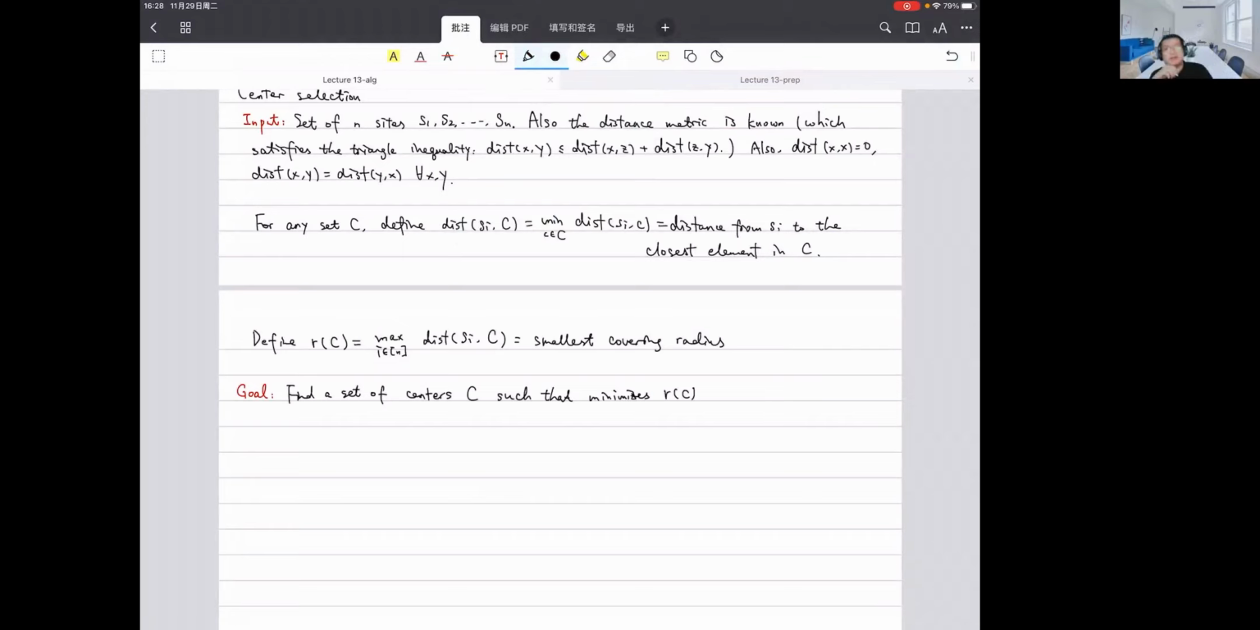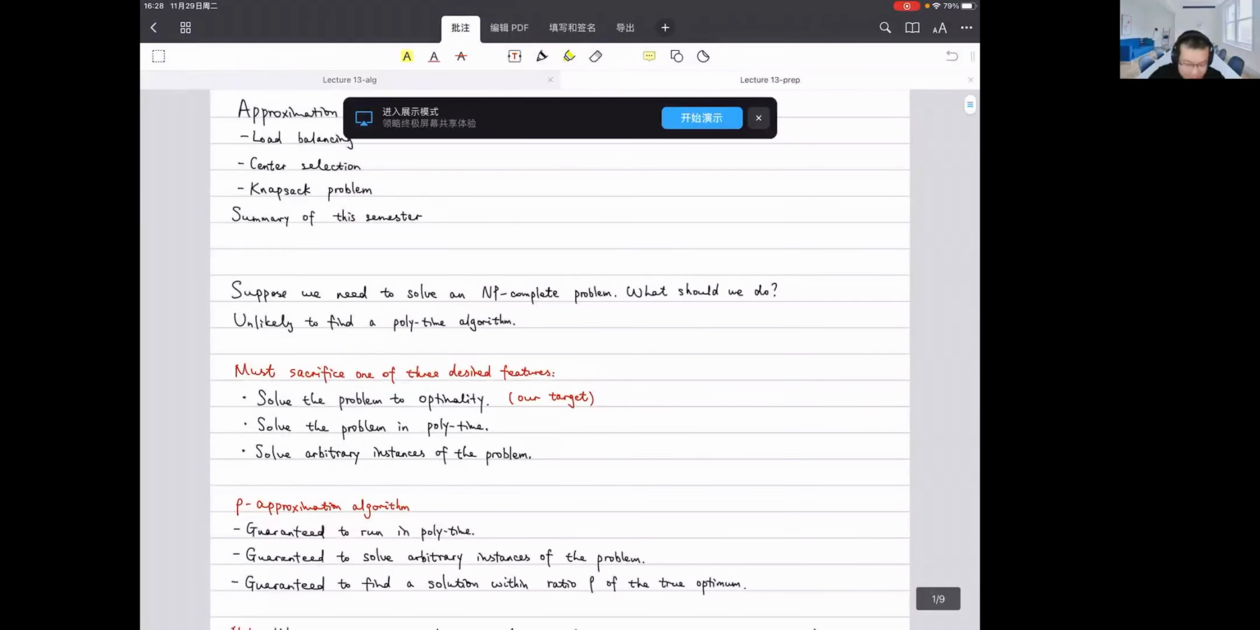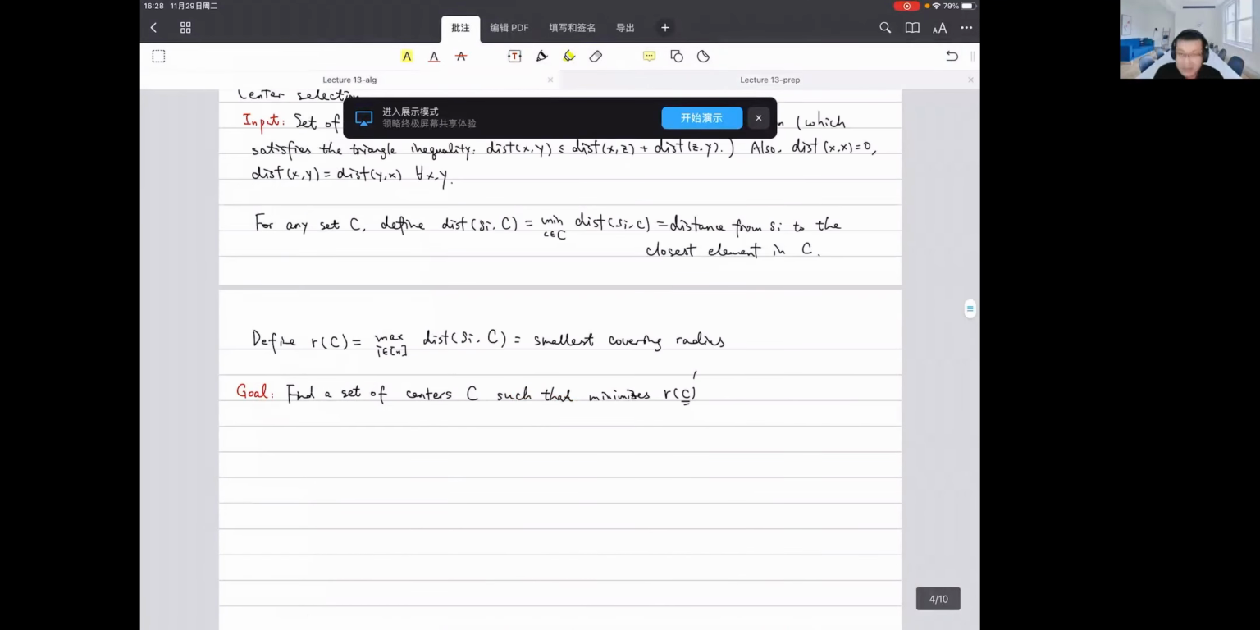Of course, in general, we just talk about, okay, we want to minimize R of C. So for this problem, if we don't have any restriction, I guess this problem is just trivial. We just choose the set C to be the set S1, S2, and so on. Okay, you just cover all the sites. But this is just going to be too trivial in terms of big data, in general, in data science.